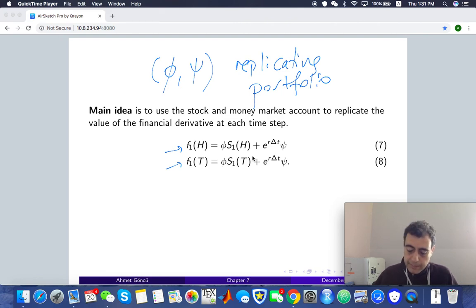By using this argument we can come up with the price. You can notice that if the stock price goes up, you have phi number of stocks, so the value of your stock holding is phi times S_1^H. If the stock price goes down, which is the second state of nature, your stock holding value is phi times S_1^T. Whatever remains, you deposit in the bank, which is independent of the state of nature, because it just grows proportionally to the risk-free rate. Next we will derive, using these two equations and two unknowns, phi and psi. We will solve this system of equations.